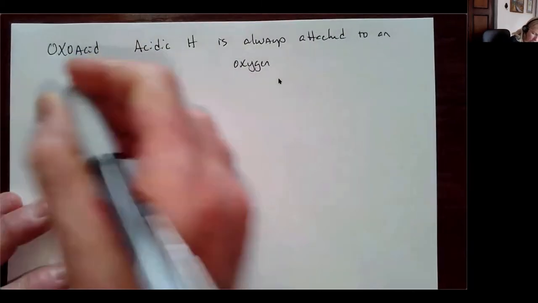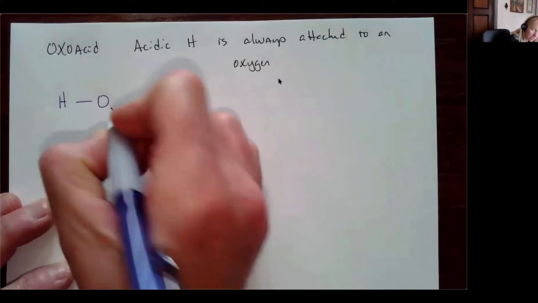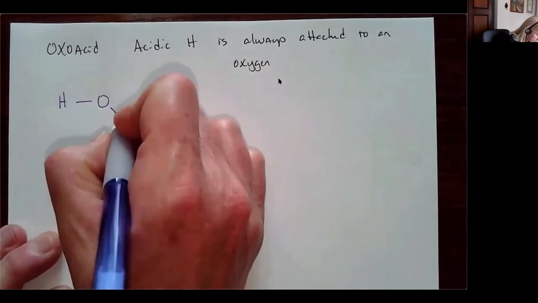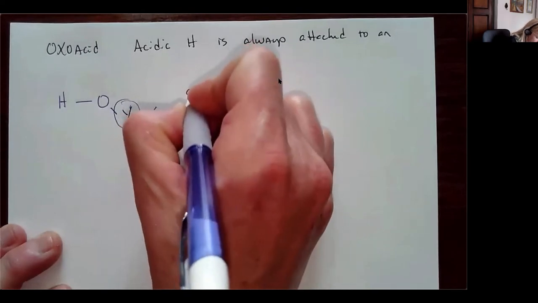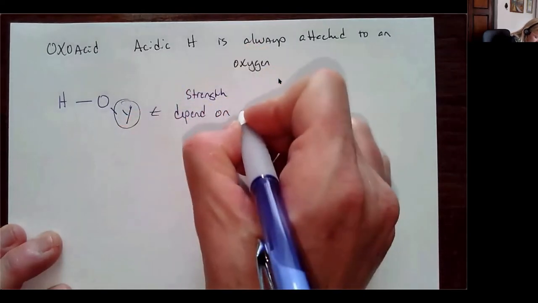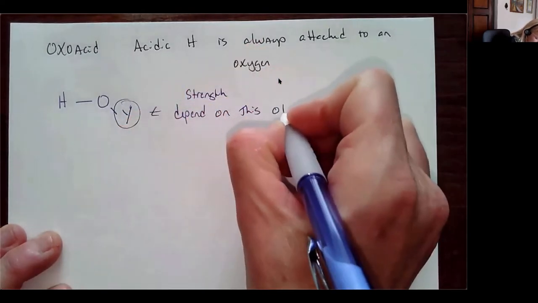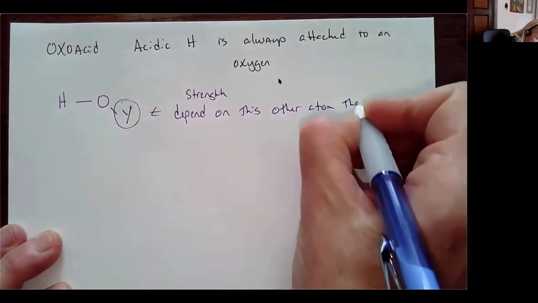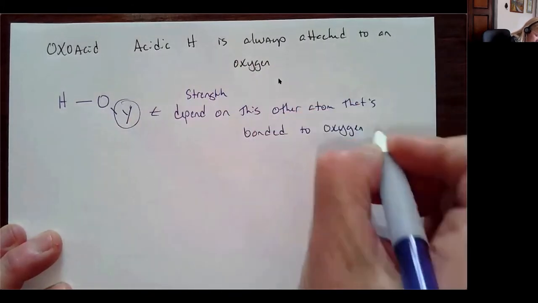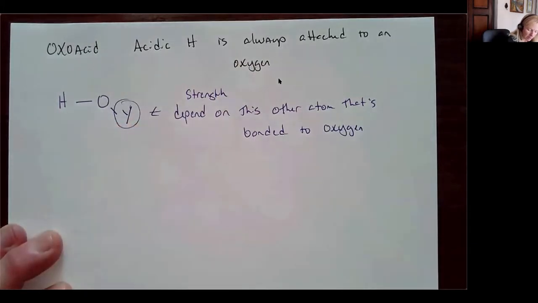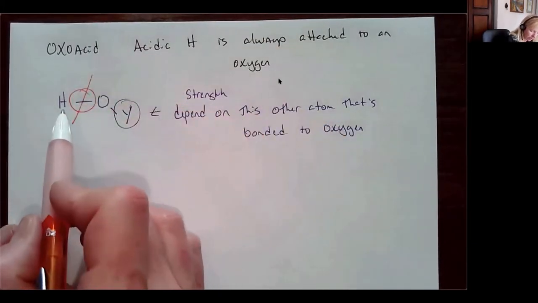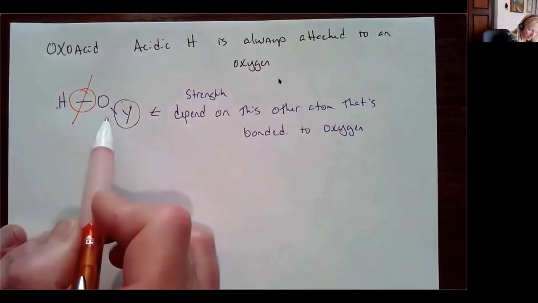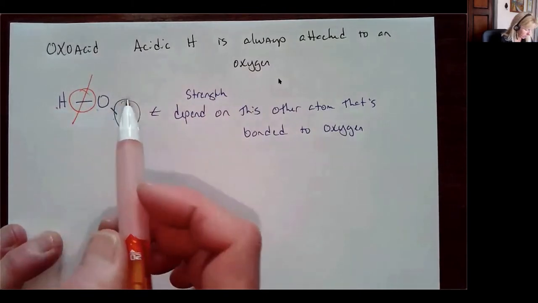They all have this structure here, and then that oxygen is bound to something else. So it is going to be bound to some other atom. The strength is going to depend on this other atom that's bound to oxygen. So it's kind of one removed, because this is the bond that we're looking at. This is the bond that has to get broken for this hydrogen to ionize. I'm looking at one removed in an oxoacid.